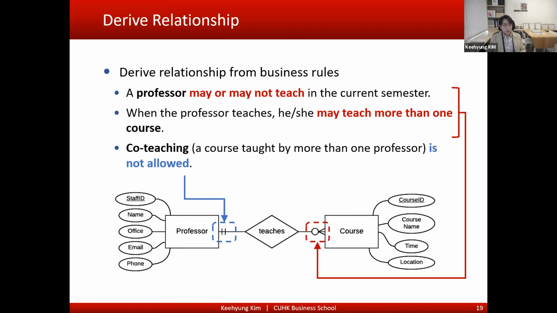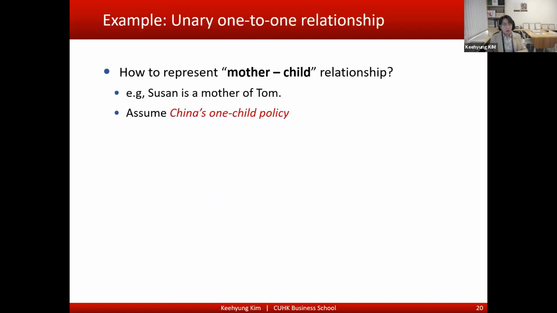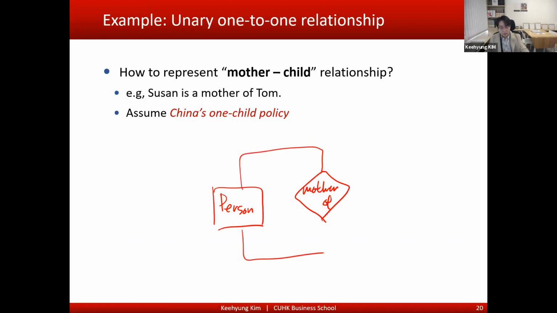So again, let me show you more examples here. Earlier, we made this unary relationship, right? We wanted to represent the mother and child relationship. So what we did was this. We made a person entity and attributes. I'll skip it. We made a person entity and we made a mother of relationship earlier, right? So we call this a unary relationship.